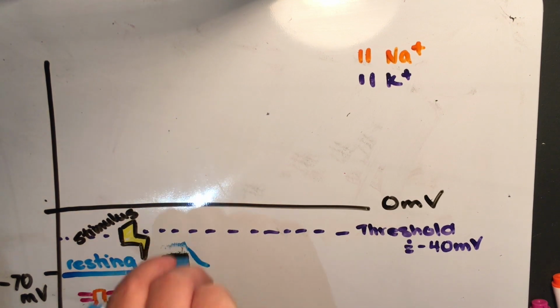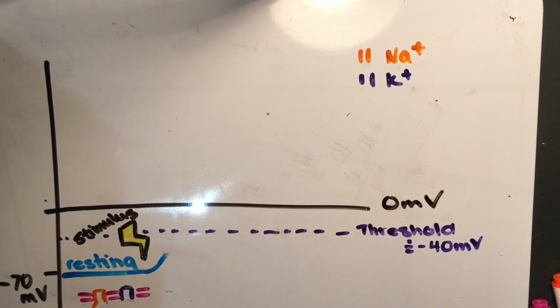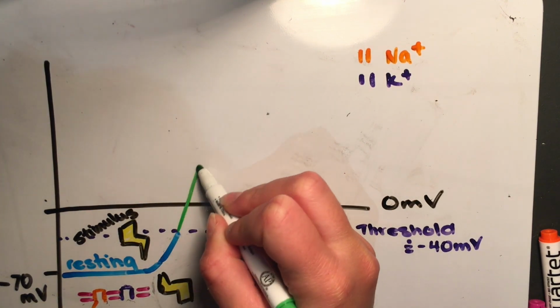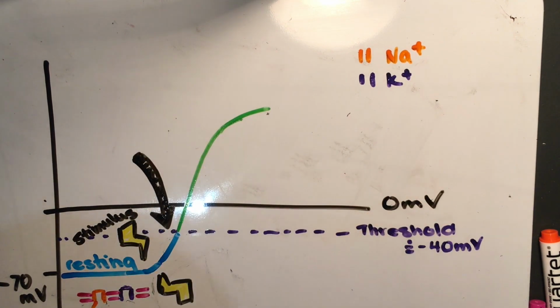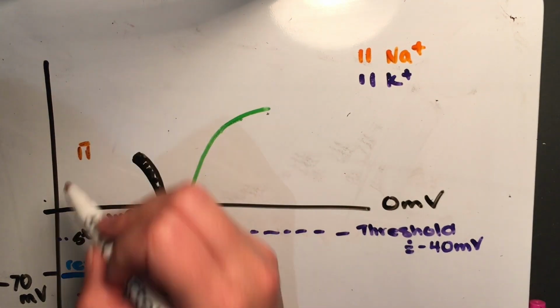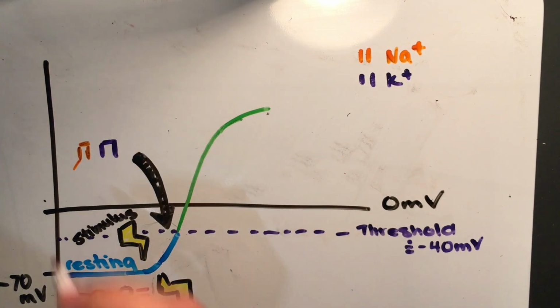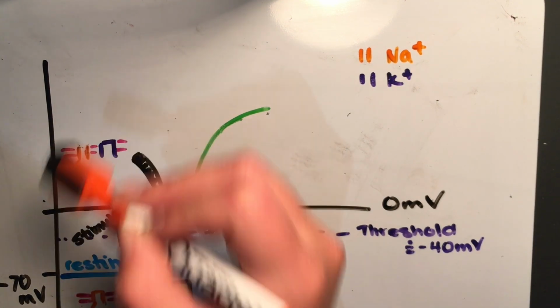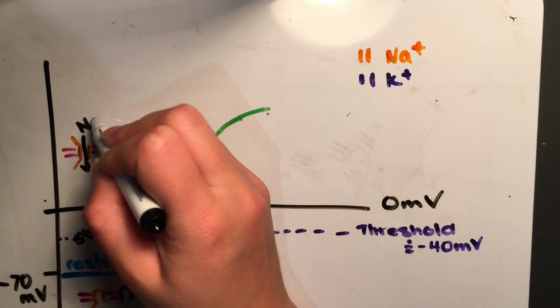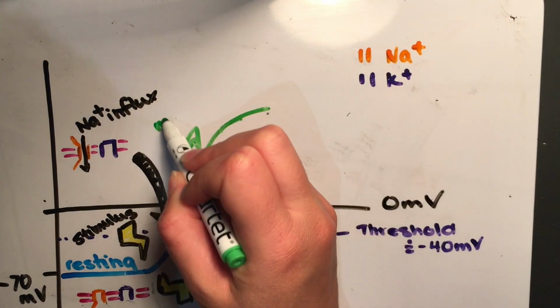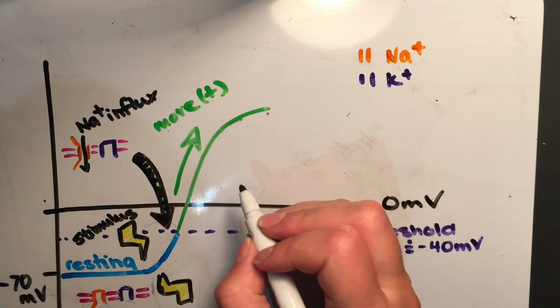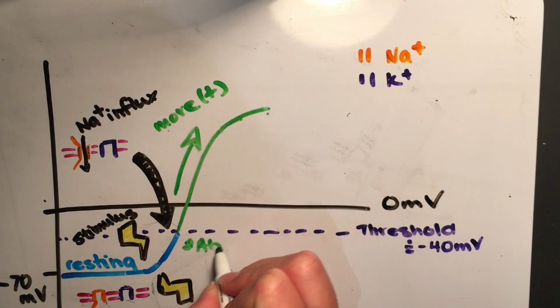Now, if the neuron does not surpass threshold, then it will fall back down to rest. If, however, the stimulus is strong enough to bring the neuron above threshold, an action potential will be triggered. At this point, what we have happening is the opening of our sodium channel. When this happens, sodium from the outside can flood into the cell towards the negative charge. And so the charge becomes more positive.